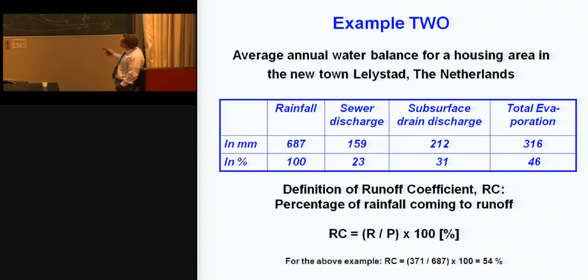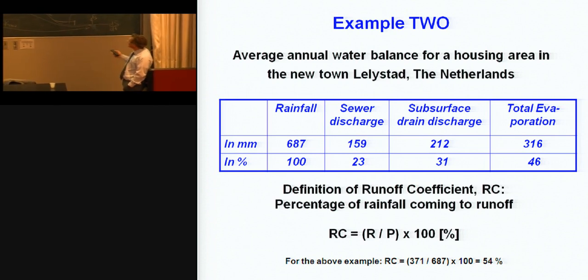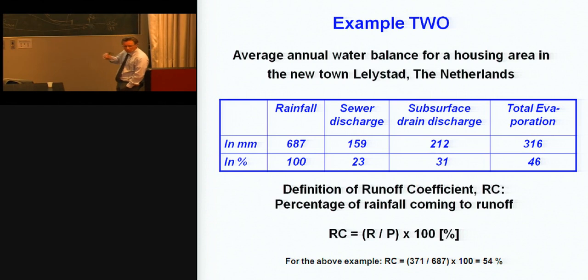316. That means 46% of the total rainfall evaporates, and 54% of the total rainfall is discharging. Discharge in this city is sewer discharge and subsurface drainage. There are no real rivers in that catchment. It's an artificial town that was put there by reclaiming land. But you see here the so-called runoff coefficient is 54%.